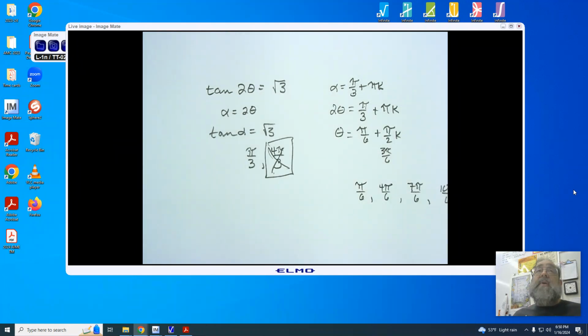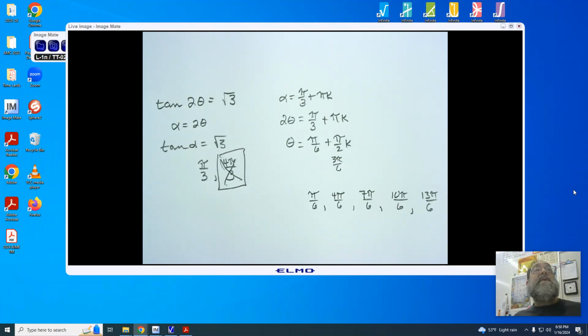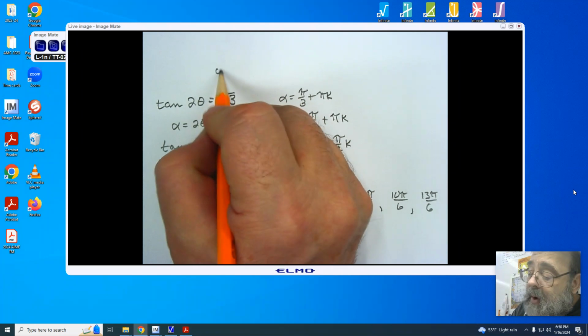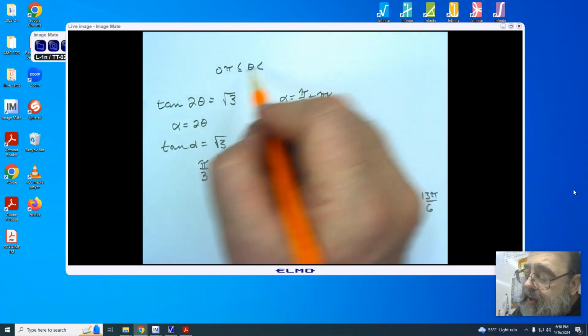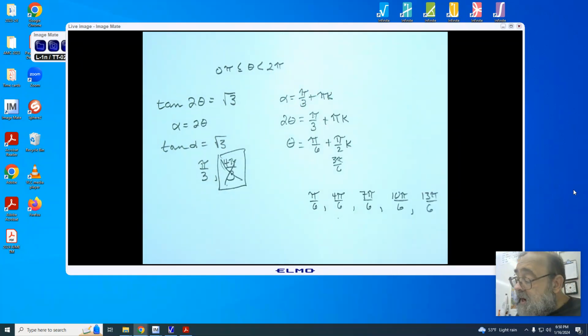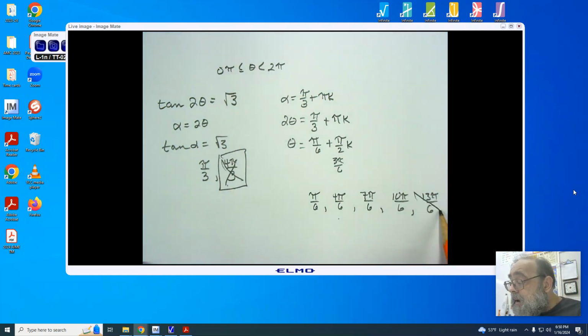And we have to ask ourselves, well, what is our range? What are we working with? Well, the domain, again, I'm going to keep it simple. I'm going to call it between 0 and 2 pi. Anything over 2 pi, we have to throw away.